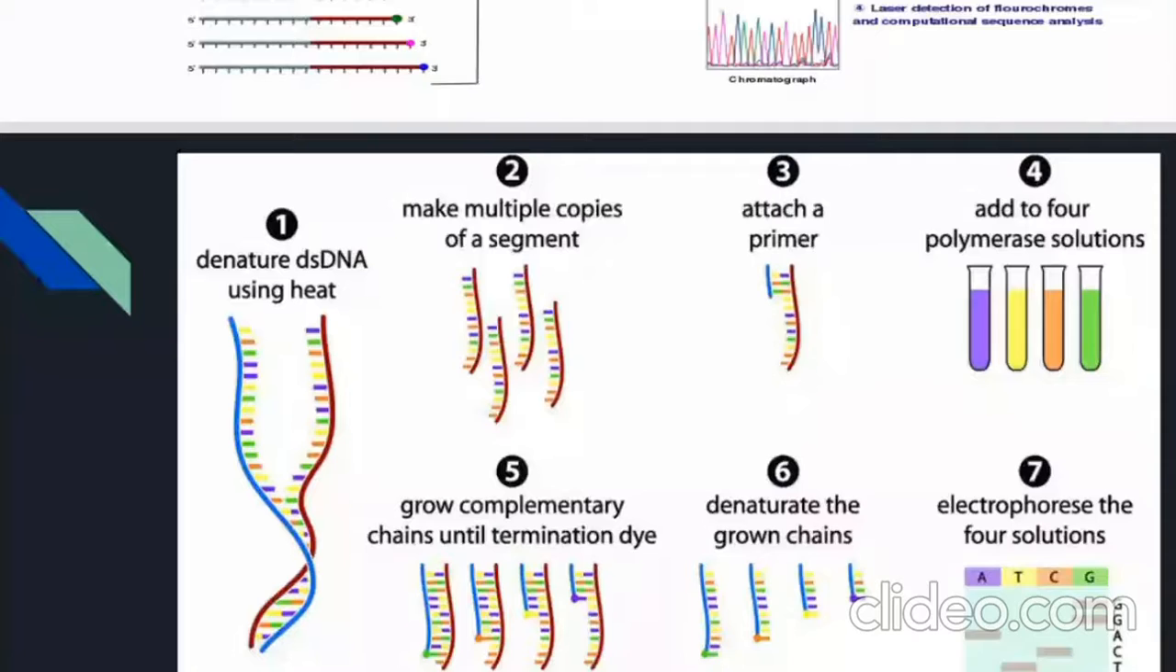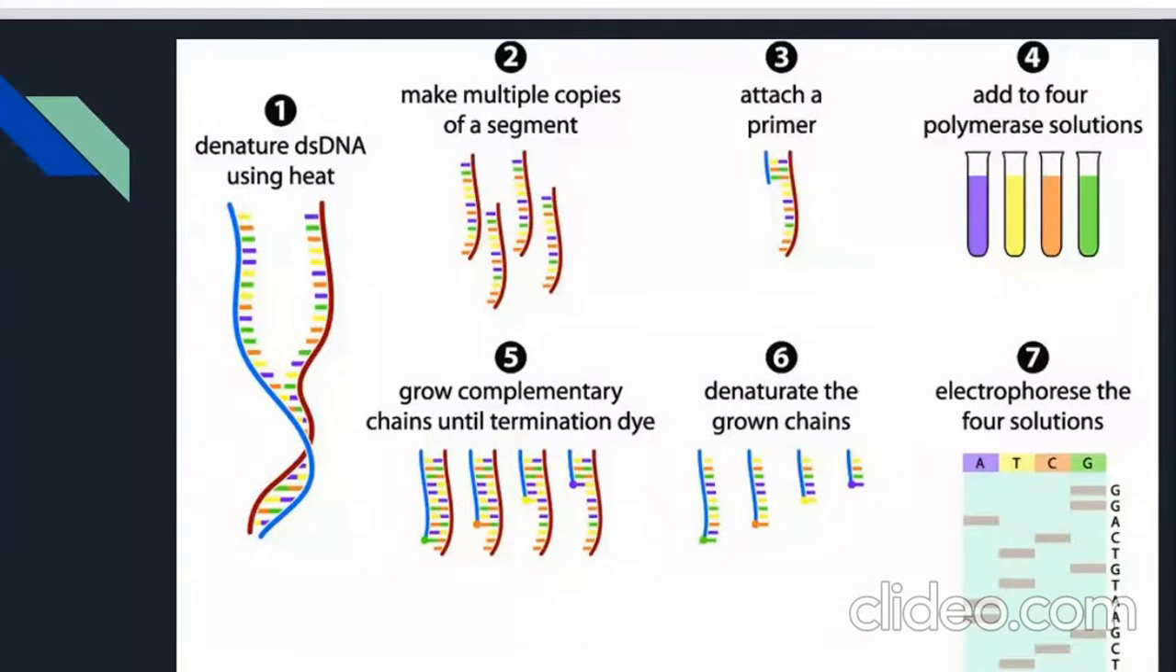Next slide, sir. Yeah. The process starts with denaturing of dsDNA. You have a double-stranded DNA, but to perform sequencing you would want a single-stranded DNA. Although today there are different methods also used, like the M13 vector, which directly produces a single-stranded DNA. But for simpler understanding, let's denature dsDNA, and then make multiple copies of the segment you want to study, and then attach a primer, and you take 4 different solutions in which you'll add different items.